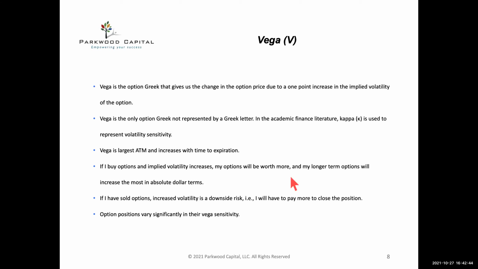And depending on where you are, if you think that the current volatility of this particular option chain is high, well, then it's more likely to go down in the future. So you don't want to have a position that has a large Vega sensitivity, because it'll drag your P&L down.